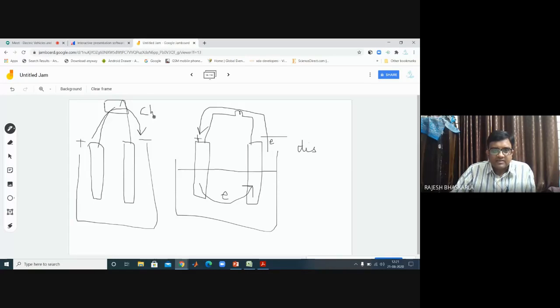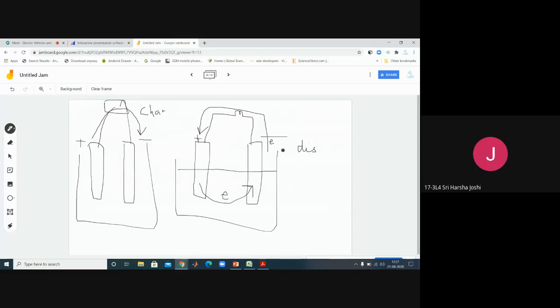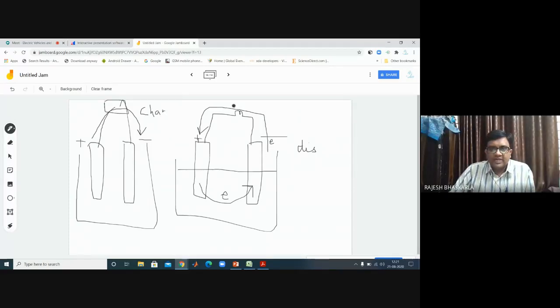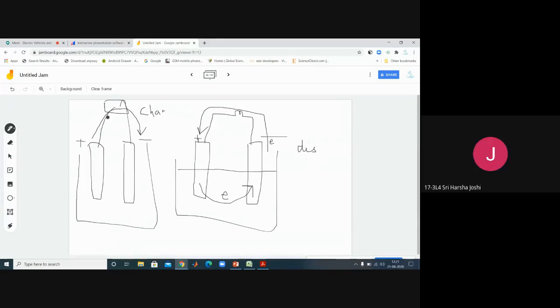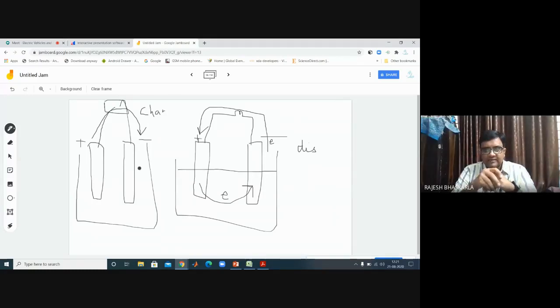Now did you understand? Is this clear? Yes, sir. So during discharge, the electrons move from negative electrode to the positive electrode, and during charging, the electrons move from the positive electrode to the negative electrode. Whatever chemical reactions happen during discharge, those chemical reactions will be reversing during charging. So this is what you have to understand. Am I clear to everyone?